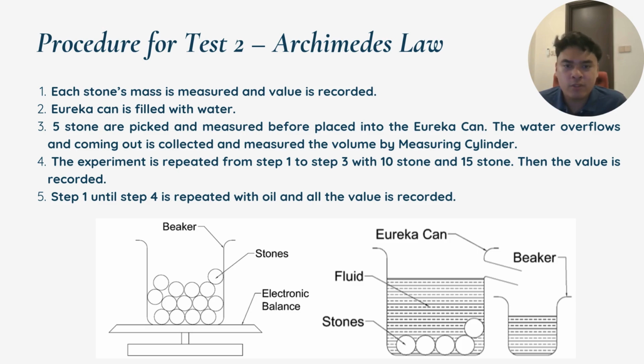For our second procedure, test 2, which is Archimedes' law, we take each stone's mass and measure the value and record it into our table. We then fill the eureka can with water. After that, we take 5 stones that we picked and measured before placing them into the eureka can. The water then overflows, and what comes out is collected and its volume measured by a measuring cylinder. The experiment is repeated from step 1 to step 3 with 10 stones and 15 stones. Then the values are recorded into the table. We lastly repeat step 1 until step 4 with oil and all the values are recorded.